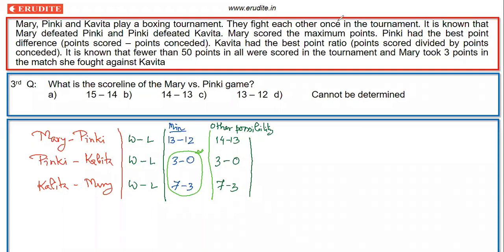Now this is the third question: what is the score line of Mary versus Pinky? But for Mary versus Pinky, we can make changes without altering our condition. So I will not be able to mention any specific one. There may be 13-12, there may be 14-13, even 15-14. That is also possible. So due to that reason, in this case, my answer will be cannot be determined. I will not be able to say with any confirmation.